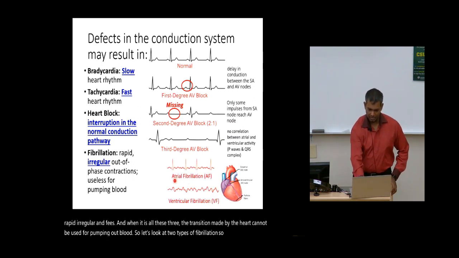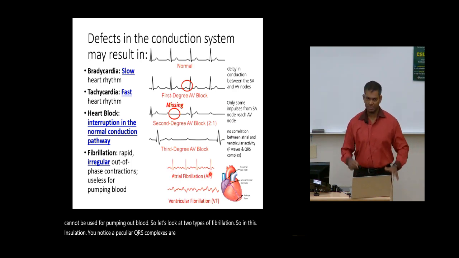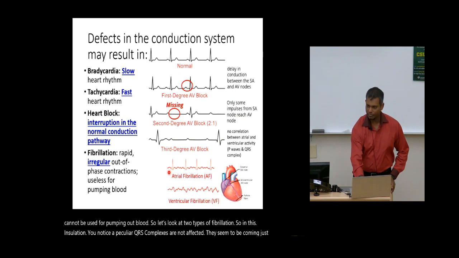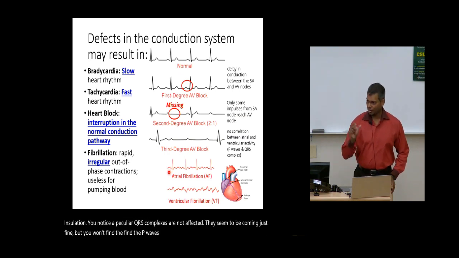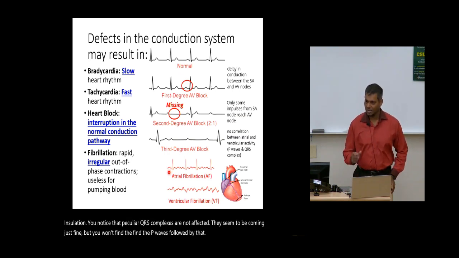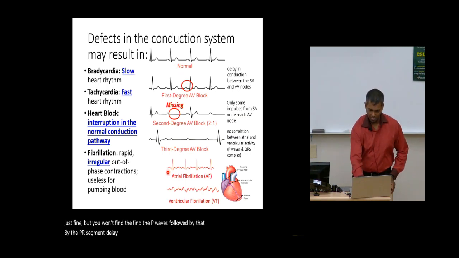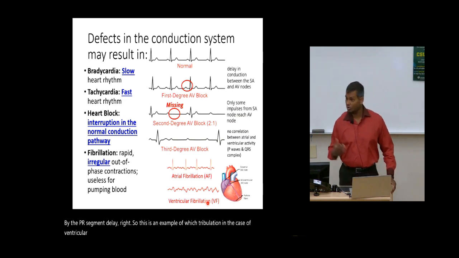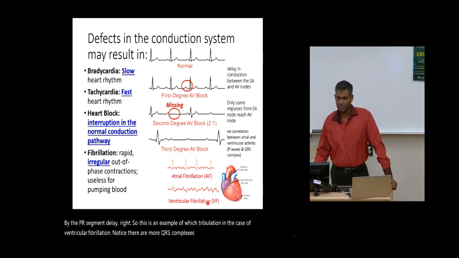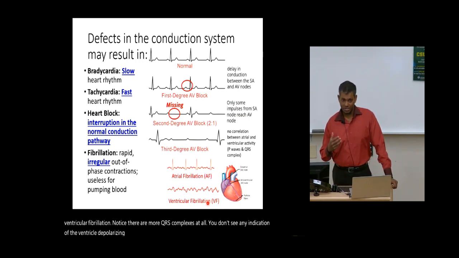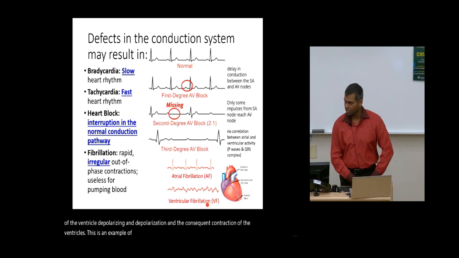In this atrial fibrillation, you notice that the QRS complexes are not affected. They seem to be coming just fine, but you don't find the P waves followed by the PR segment delay. Right? So this is an example of atrial fibrillation. In the case of ventricular fibrillation, notice there are no QRS complexes at all. You don't see any indication of the ventricle depolarization and the consequent contraction of the ventricles. So this is an example of ventricular fibrillation.